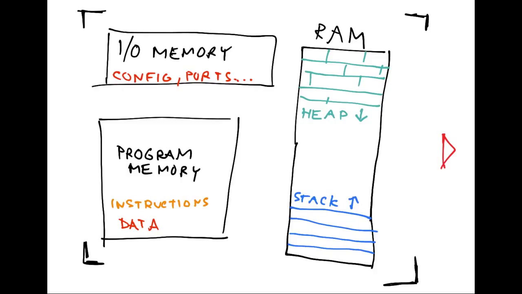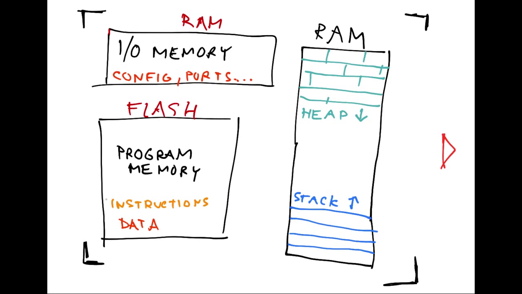And here we have a slide about parts of memory in the Arduino. We have I/O memory, which is a section of memory with configuration registers and I/O ports and some parts of the system stuff. And here is the program memory. This is flash. This is RAM. Yeah, and this is also RAM. And yeah, here is your program memory.